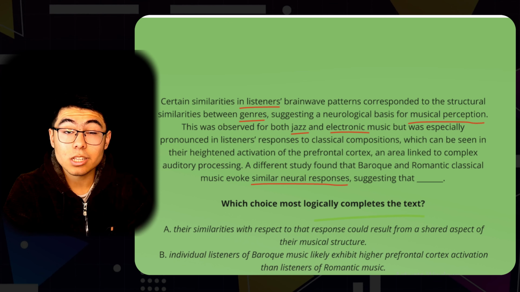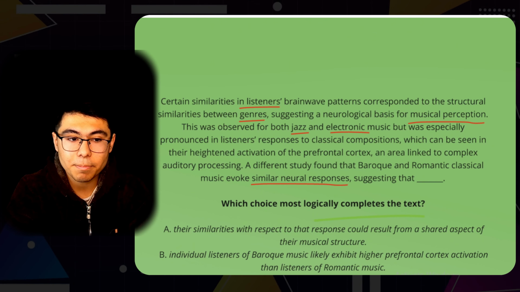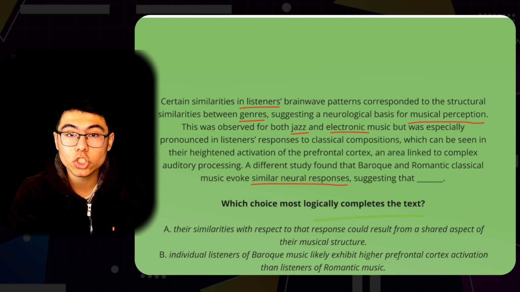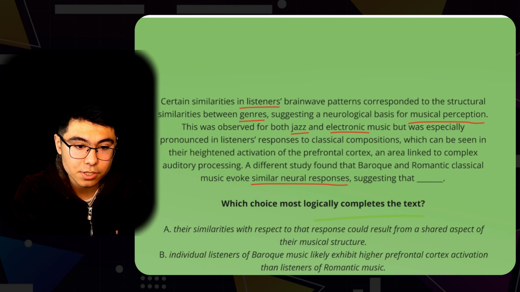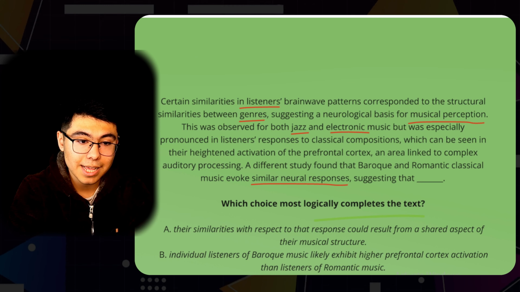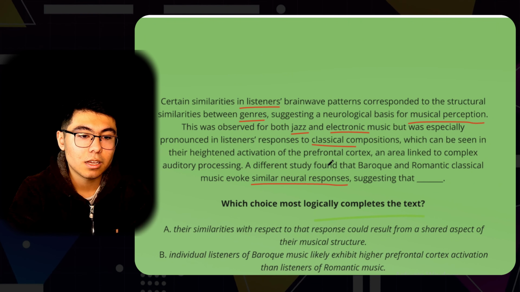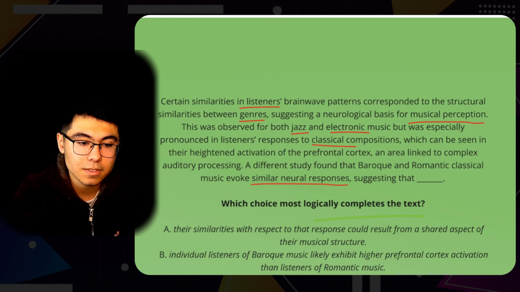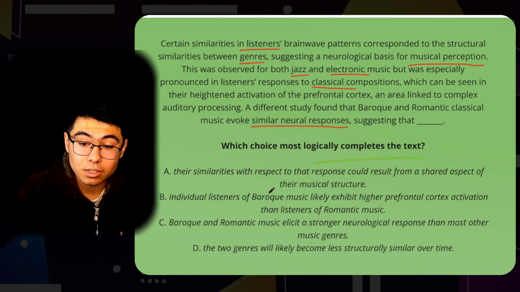So we need to logically complete the text. Firstly, let's talk about the passage. The passage tells that musical genres with structural similarities evoke similar neural responses, and classical music, especially here, as you can see, triggers similar brain activities. That's what it means. Now let's move on to selecting answer choices.